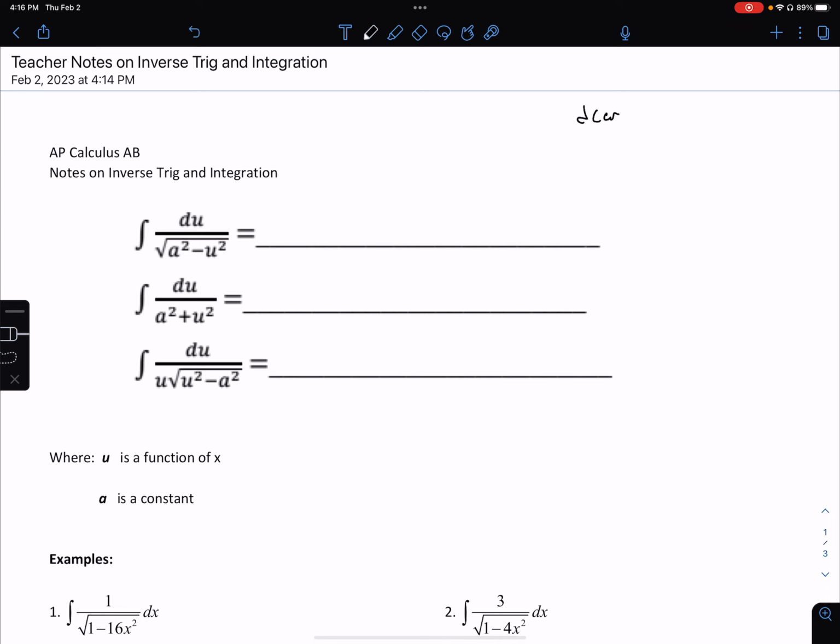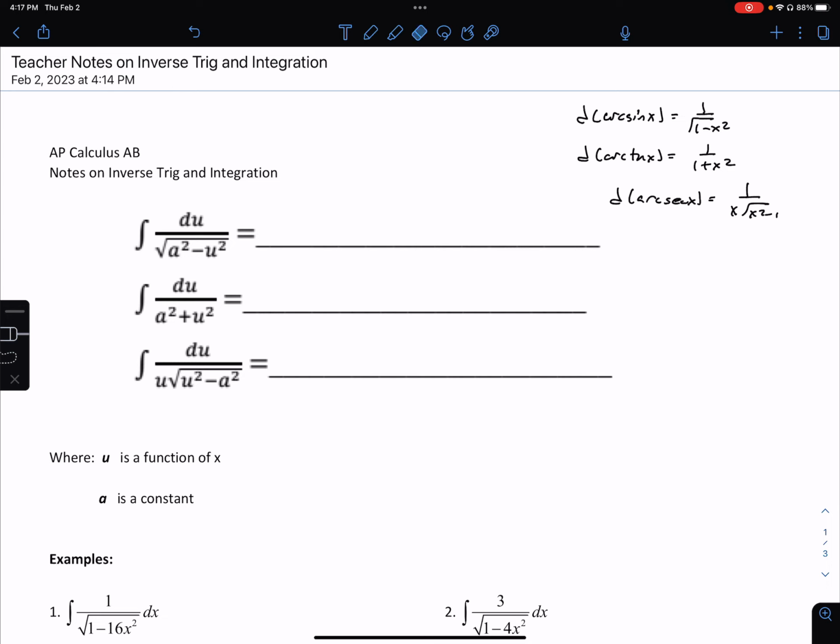Like the arc sine of x, we said this was just 1 over the square root of 1 minus x squared. We said the derivative of arc tangent of x, that's a big one, is 1 over 1 plus x squared. And we said we had the derivative of arc secant of x, which was just 1 over x times the square root of x squared minus 1. So today we're just going backwards.